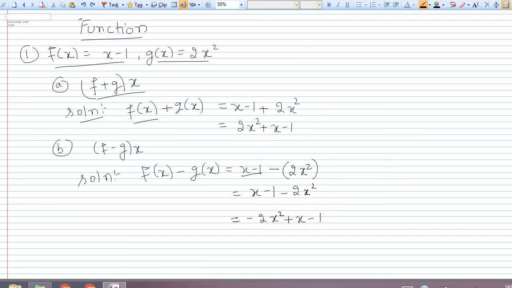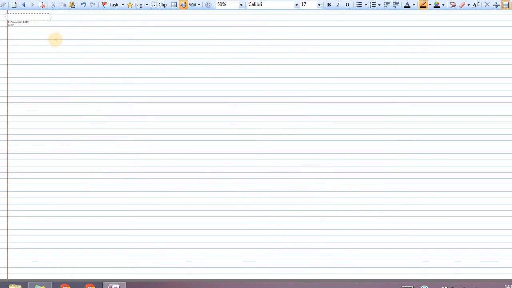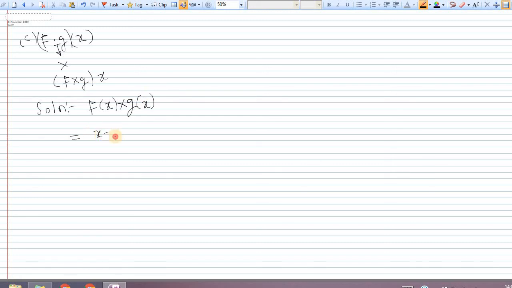Okay, so coming to our third part, it is (f dot g)(x). So this dot means multiply. So this is written as (f into g)(x). So solution here would be f(x) into g(x). So it would be x minus 1 into 2x square.